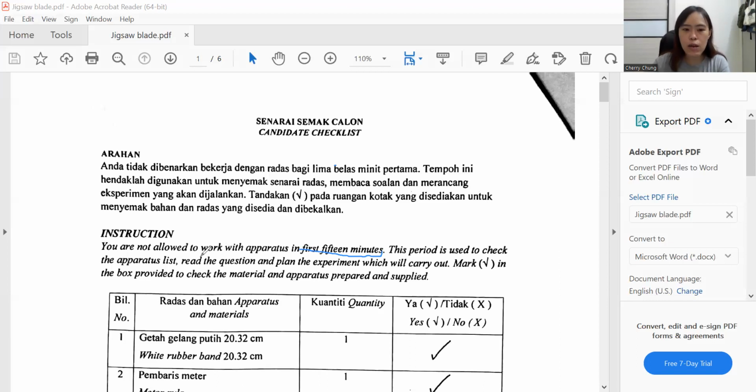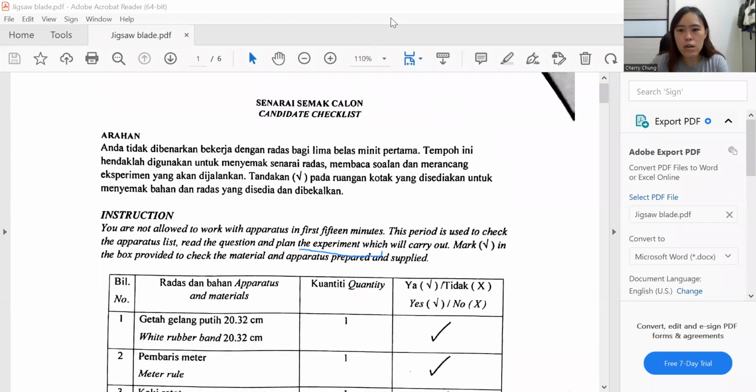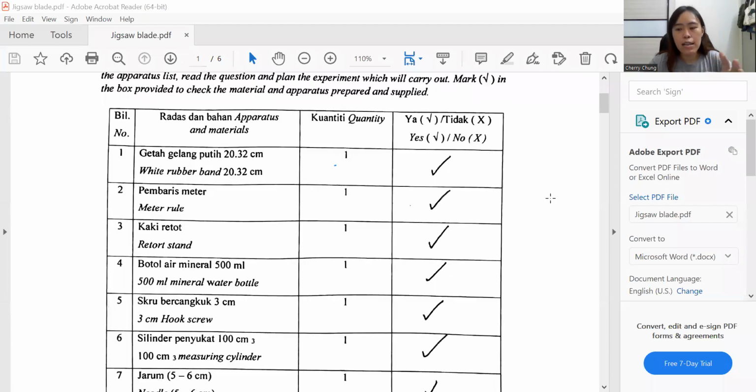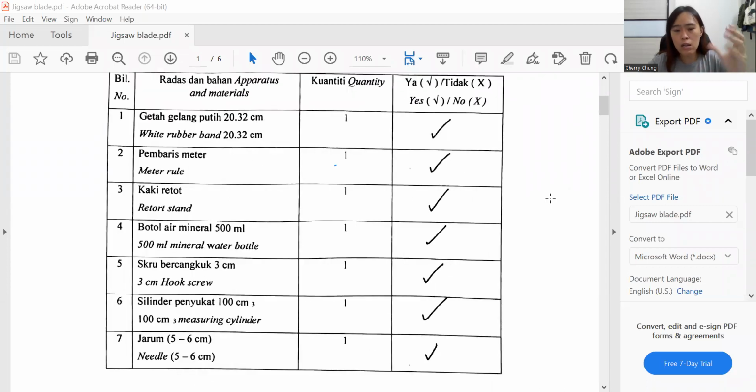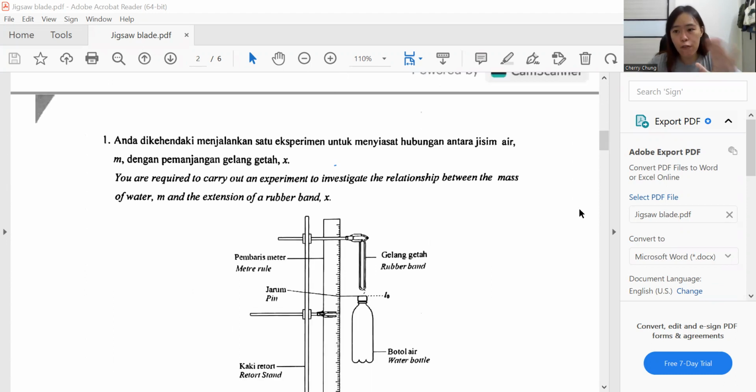Then you can mark in the box provided to check the material and the apparatus prepared and supplied. This is what I have done during the kursus. I have taken everything that I have here. So these are the instructions. You read the first statement here, that you are required to carry out an experiment to investigate the relationship.